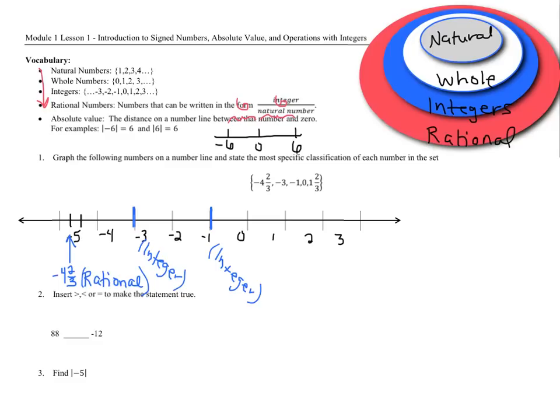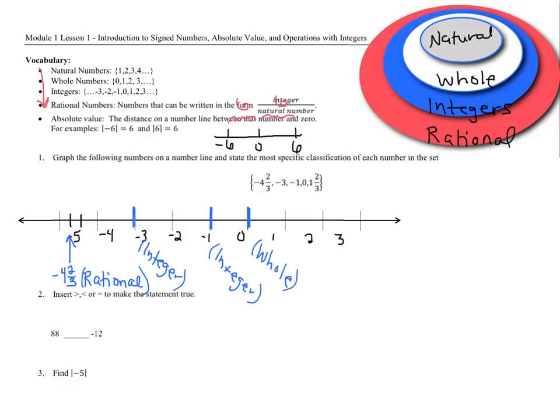Then for 0, well, we have that right here. 0 certainly is a rational number, as it can be written as 0 divided by 1. It certainly is an integer, and furthermore it is a whole number, as the whole numbers start at 0. But I can't go further to the natural numbers, so the most specific classification of 0 would be whole.